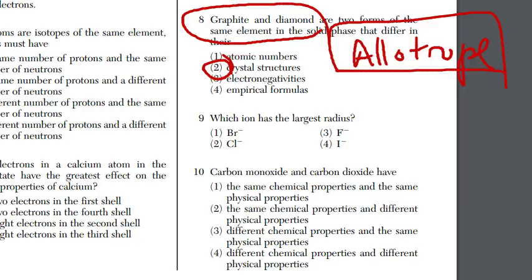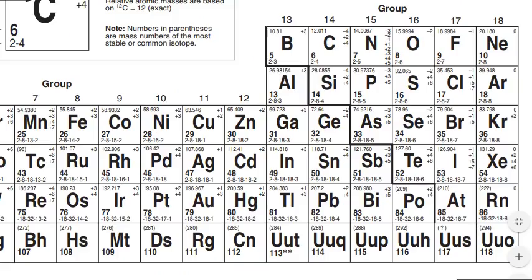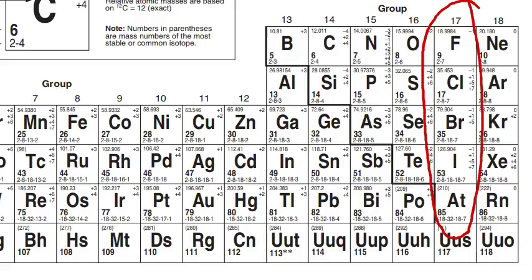Number 9, which ion has the largest radius? Well, these 4 elements are found on the reference table. So let's take a look and I'll explain it from there. Fluorine, chlorine, bromine, and iodine are in the group known as halogens. They're here. They all want to gain 1 electron, so that's why they all have the minus.